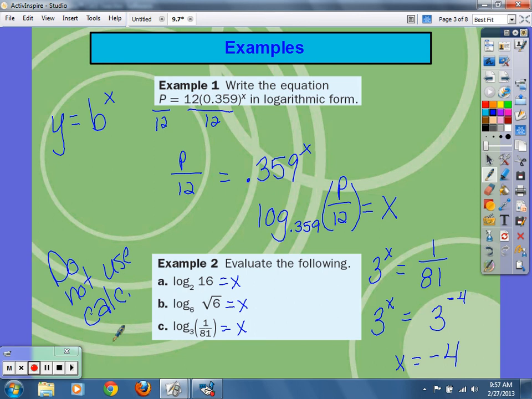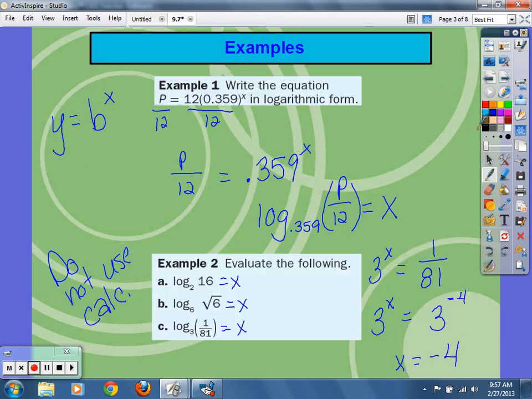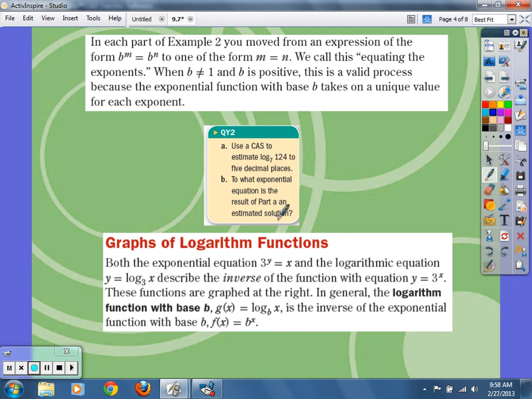Okay, again, when you get these problems on your homework, I really want you to try to do it the way I just did, not by using your calculator. Now, what is that process called? In each one of those, what I did was I changed it to have a common base. That way, what we could technically do is we could cross out the bases and just say m equals n. Okay, this is called equating the exponents. So here, the 3's match up, so I'm left with x equals negative 4. That's called equating the exponents. When b doesn't equal 1 and b is positive, this is a valid process you can always use.